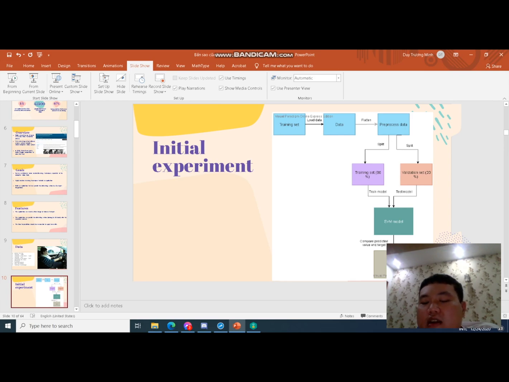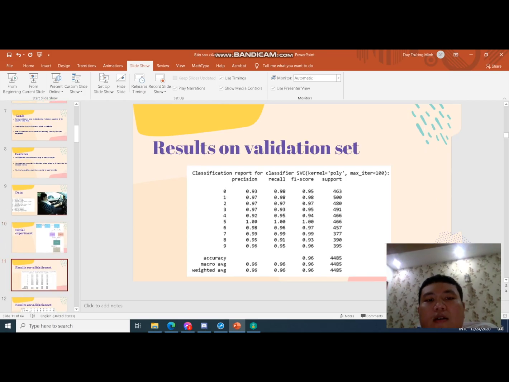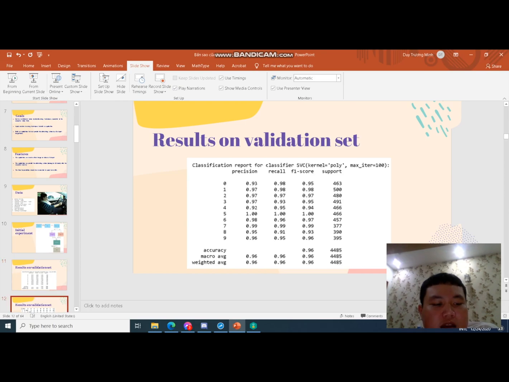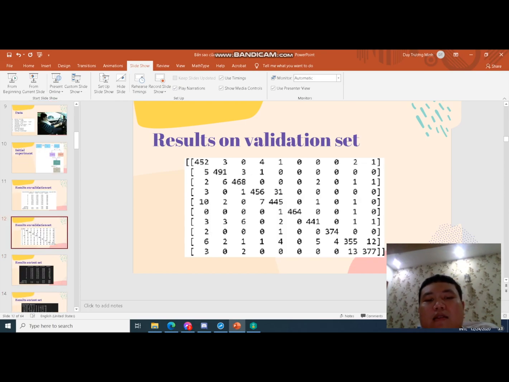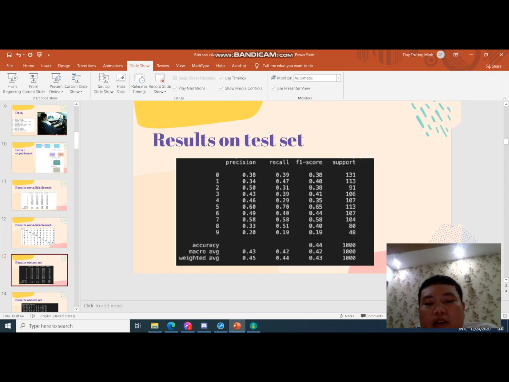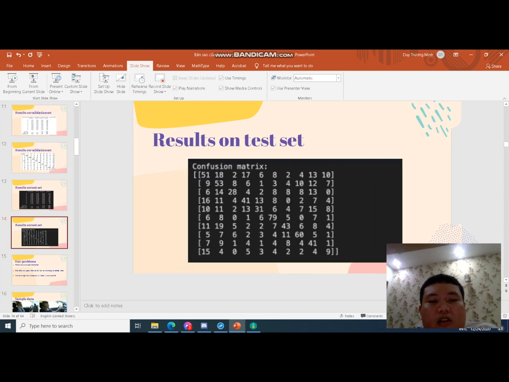For the training set, we train the model. We use a support vector machine with a polynomial kernel in the first try. For the validation set, we use it to test the model by comparing the predicted values and the targets. The result on the validation set provides very good accuracy, which is 96%, and the confusion matrix shows that this model works well for all labels. However, now we will look at the result on the test set. The result is very terrible compared to the validation set, only 44%, and the confusion matrix shows this result is awful too.